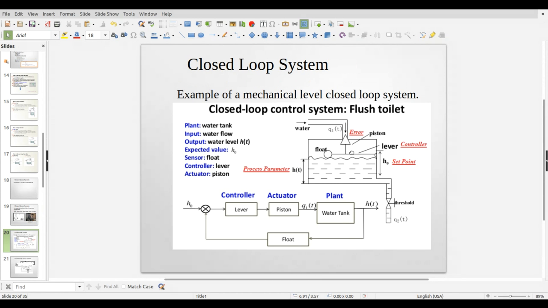All right, so here's an example of a mechanical closed loop system, kind of similar to what we were talking about, but this is actually the example of your standard toilet in your house. And so what we have here is a float valve, and it's basically got this sort of triangular plunger in here that'll open or shut the water off.